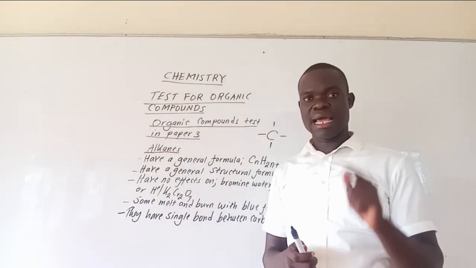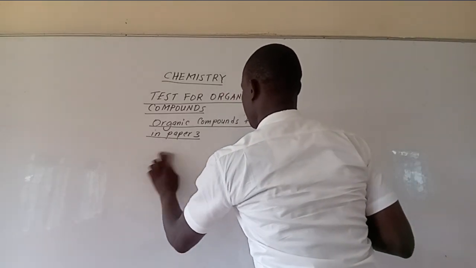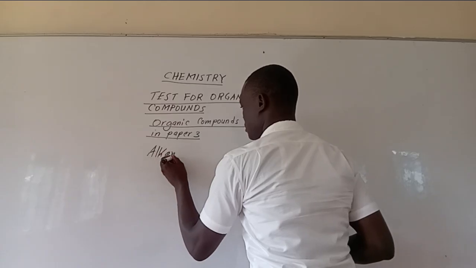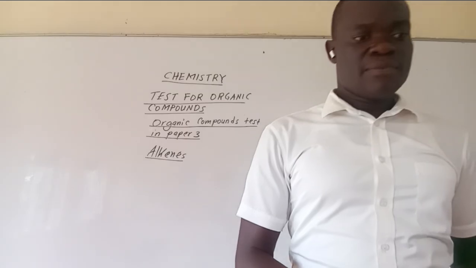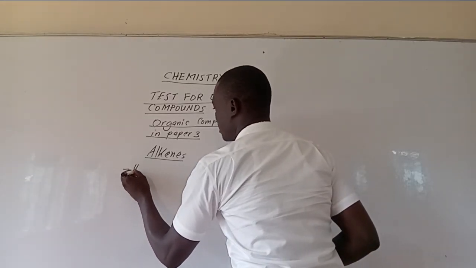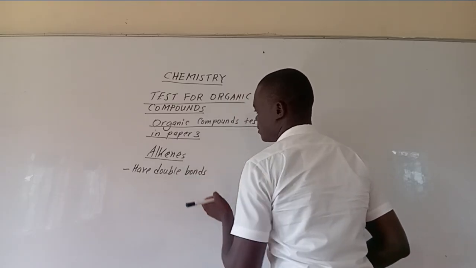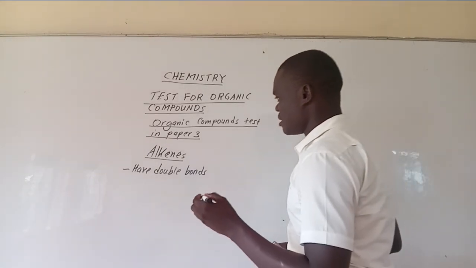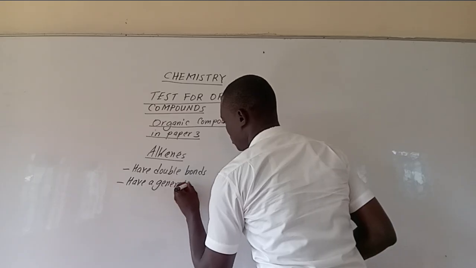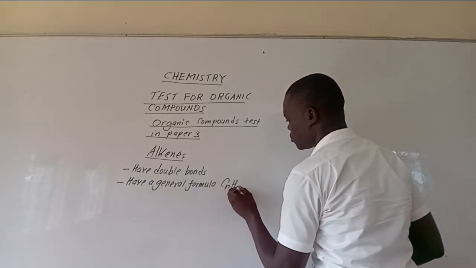Let's move to alkenes. So alkenes have a double bond, at least a double bond between carbon atoms. Alkenes have double bonds. They have a general formula CnH2n.